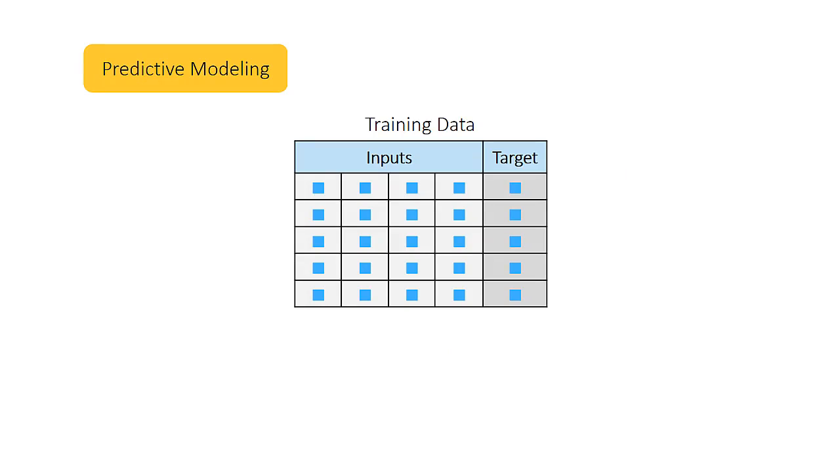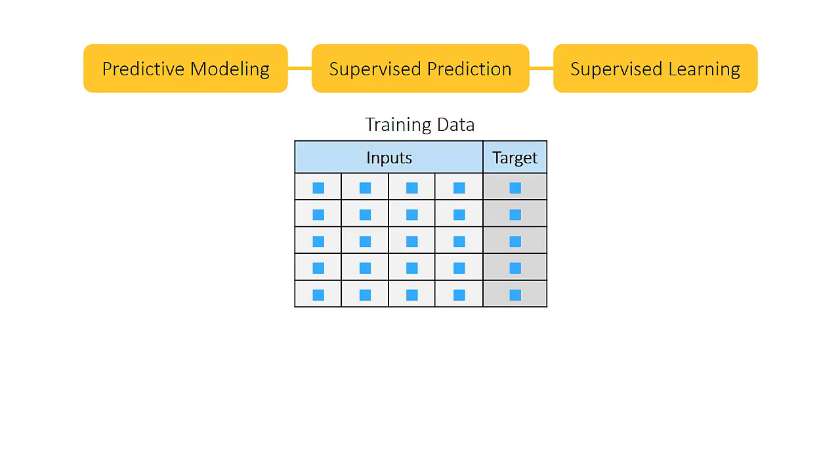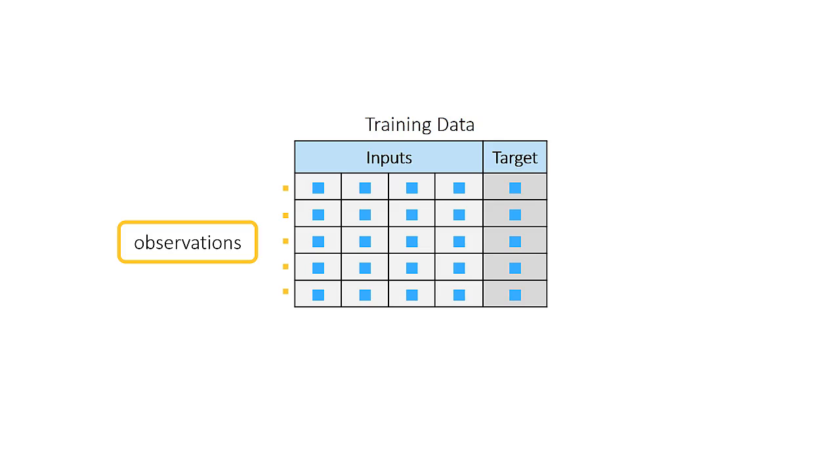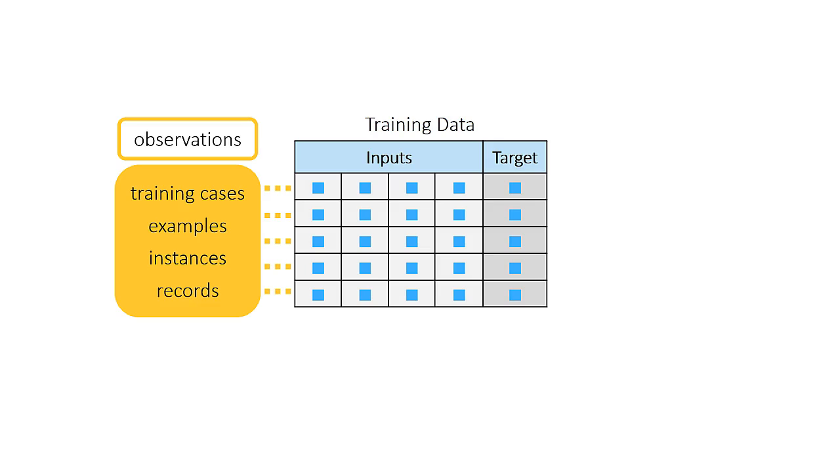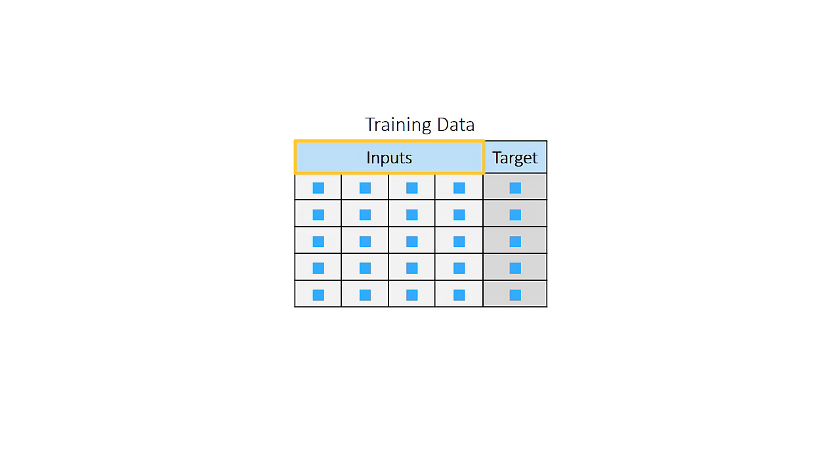Predictive modeling, also known as supervised prediction or supervised learning, starts with a training dataset. The observations in a training dataset are known as training cases and are also known as examples, instances, or records. The variables include inputs and a target.